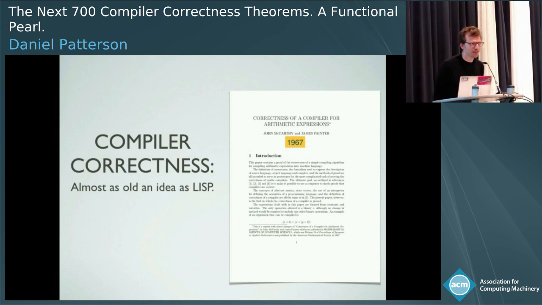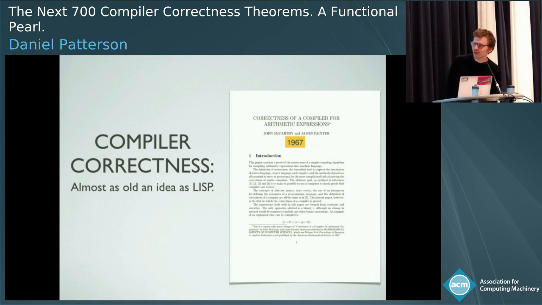So compiler correctness is an old problem. In 1967, John McCarthy and James Painter wrote a paper that laid out the essential issue, which is that it doesn't matter what reasoning, formal or informal, you do about a program if you then compile it to a program that does something different.